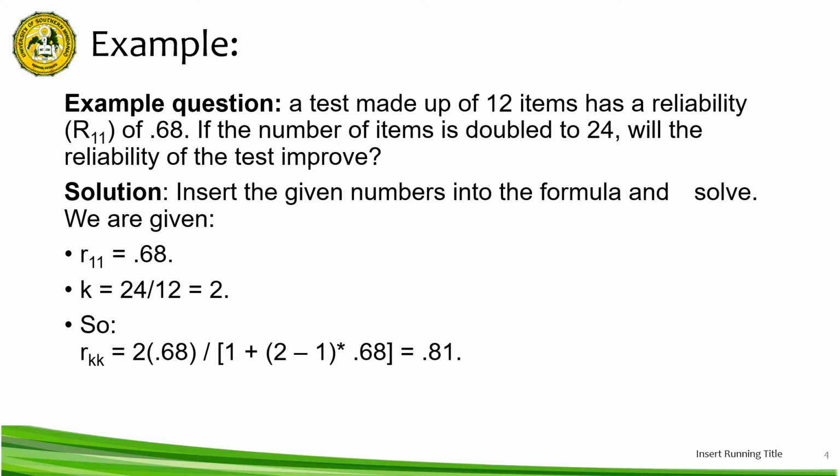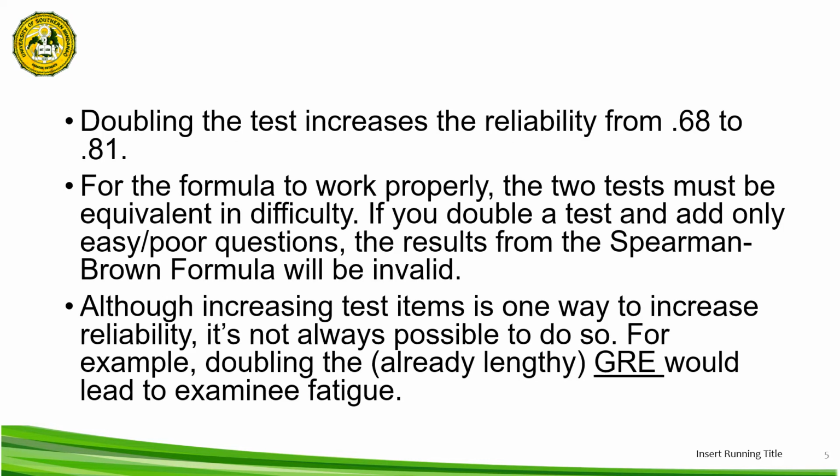For the solution, you just have to insert the given numbers into the formula and solve. We are given R_11 equals 0.68, and K is equal to 24 divided by 12, which equals 2. So R_KK is equal to 2 multiplied by 0.68, divided by the sum of 1 plus (2 minus 1) multiplied by 0.68. The result is 0.81. So doubling the test increases the reliability from 0.68 to 0.81.